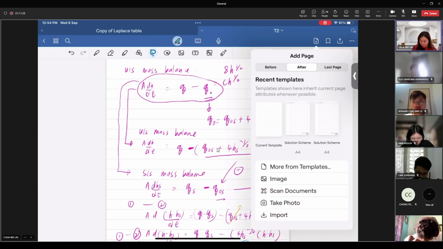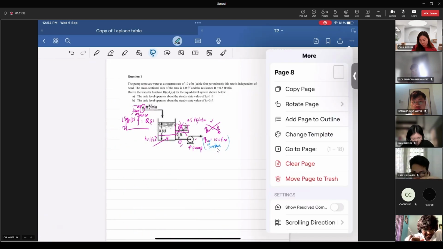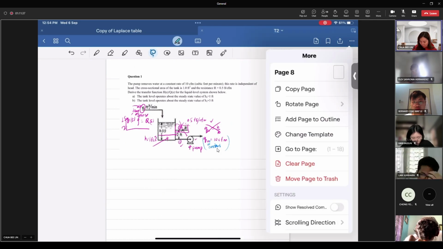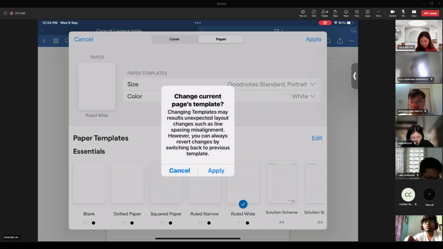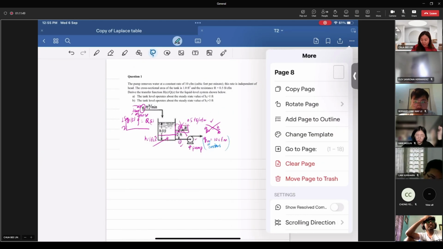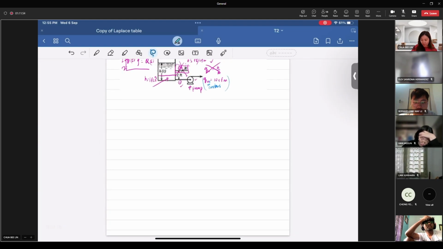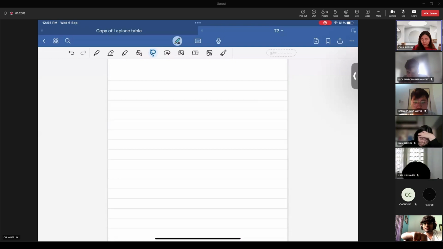Okay, page. Why still this page? Clear page? Cannot. Change template. This one. Why still this one? I want a blank paper, please. Okay. Why still here? Okay, move to trash. Okay, this one.